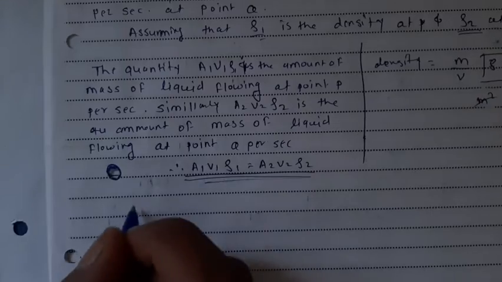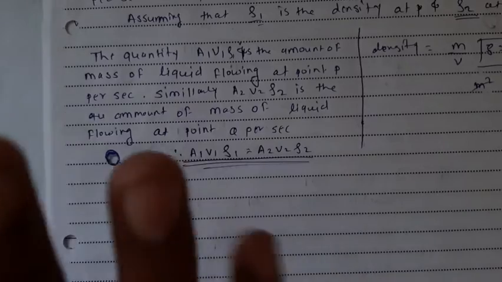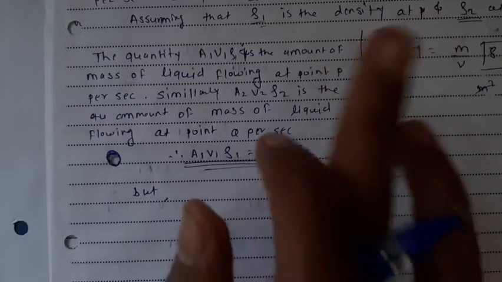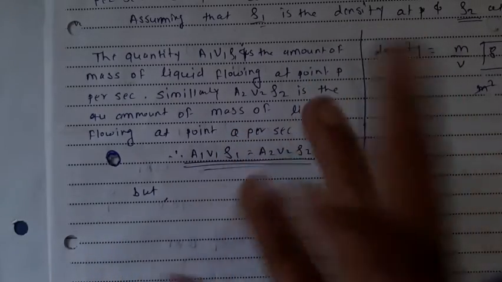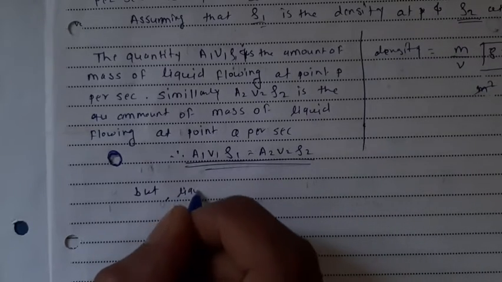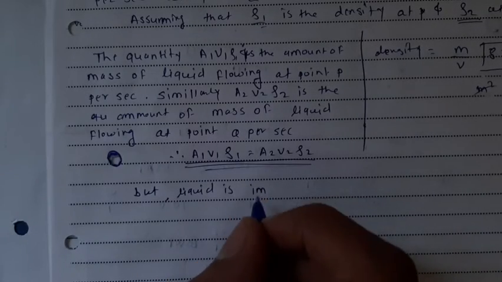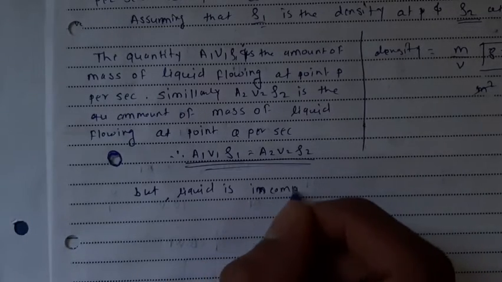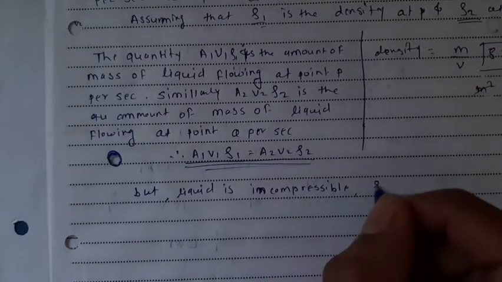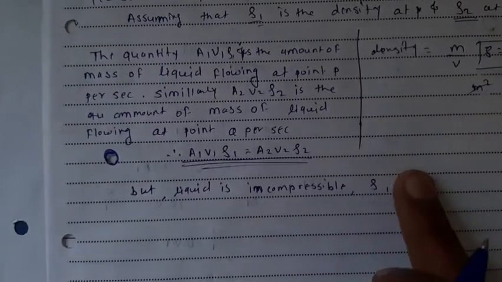But we have already considered that fluids are divided into two categories. One is called gas and another is called liquid. Okay, the liquid possesses a property that it is an incompressible fluid. Liquid is incompressible. Okay, and for incompressible liquid, we know that its density remains constant. It means whatever the density is at the point P, the same density will be there at point Q. So rho 1 is equal to rho 2.